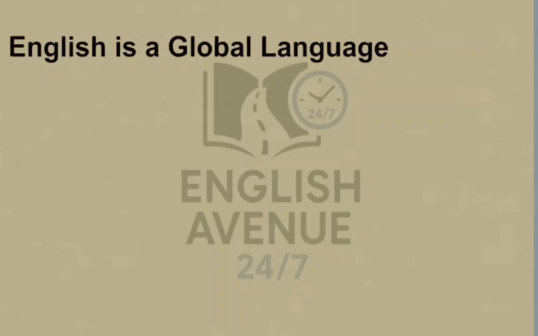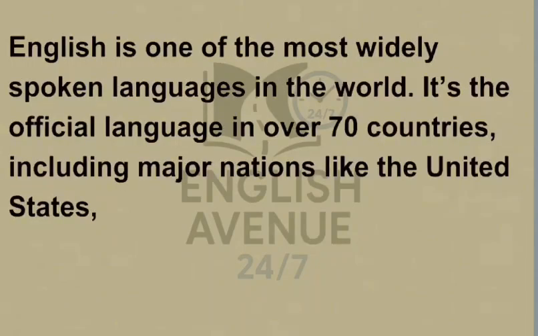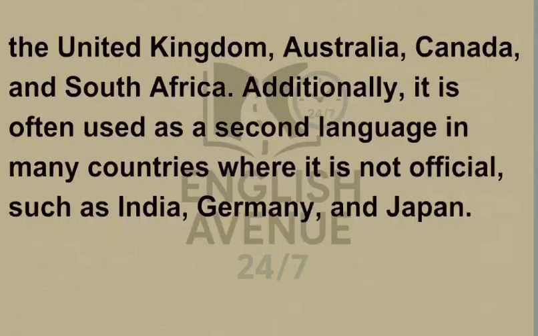English is a global language. English is one of the most widely spoken languages in the world. It's the official language in over 70 countries, including major nations like the United States, the United Kingdom, Australia, Canada, and South Africa. Additionally, it is often used as a second language in many countries where it is not official, such as India, Germany, and Japan.